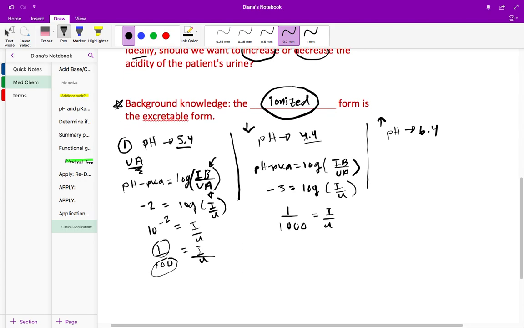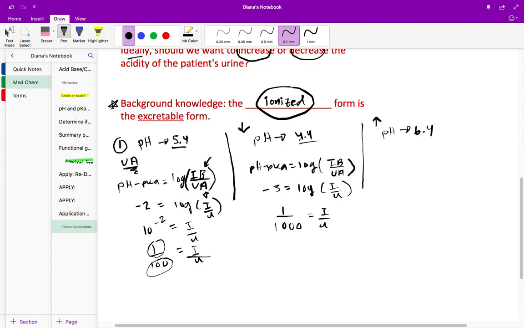And so what we've seen here is that we've increased the amount of unionized compared to our starting point. Our starting point we had 100. Now we're going up to 1,000. So in this scenario, we've actually increased the amount of unionized form. And that's not the goal.